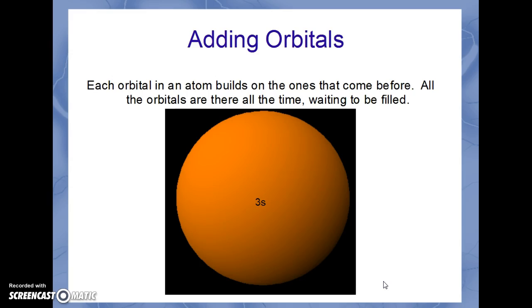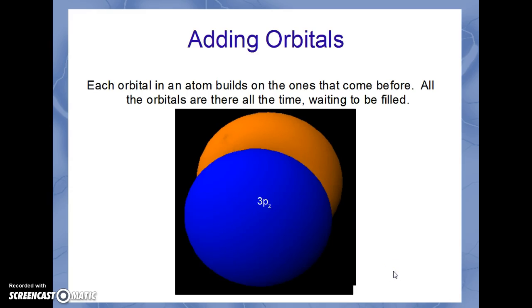Here's the 3s. Again, its average distance is larger than the 1s or the 2s, and it can accommodate 2 electrons just like every other orbital. And you also have a 3pz, x, and y, along with the 3s. After that, you start filling the 4s orbitals.